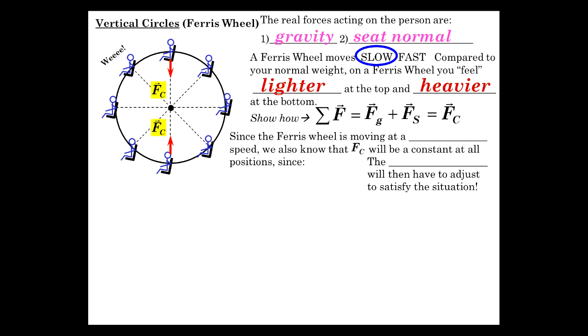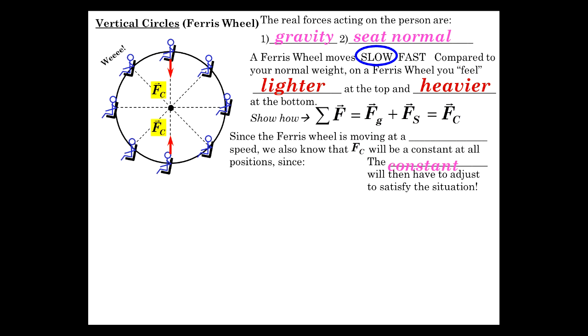So the sum of the forces as vectors is just the gravity and seat or support force, and that's Fc as a vector. This is not the magnitude equation. The magnitude equation takes a different character. It includes adding or subtracting forces based on their direction.